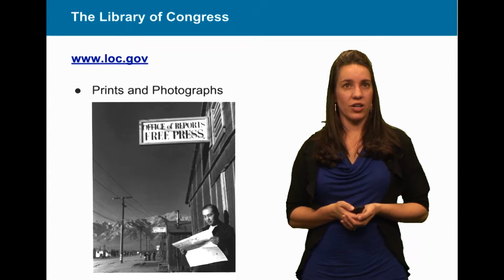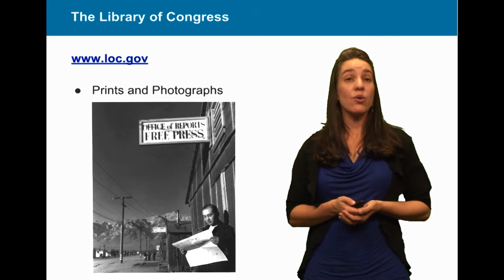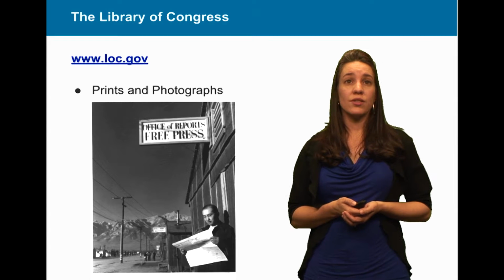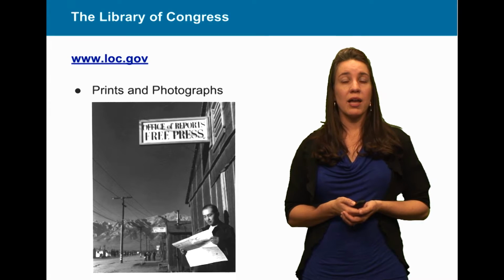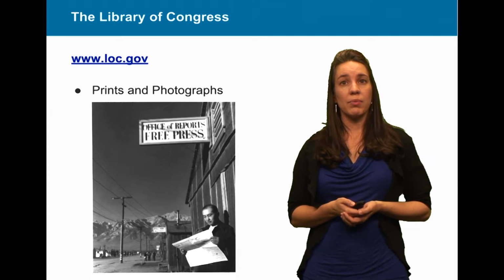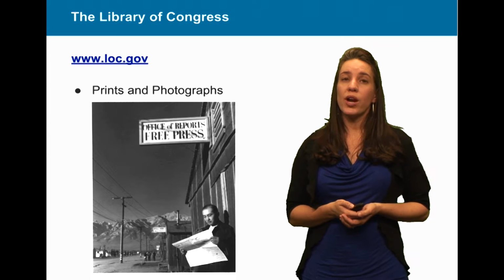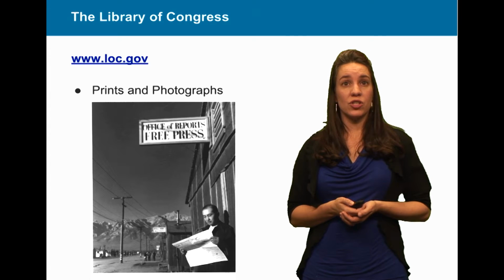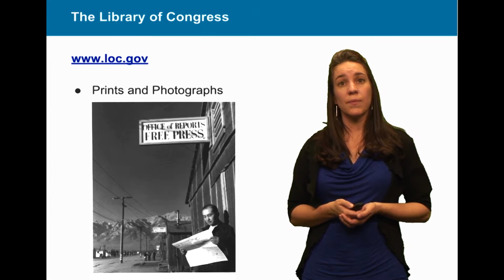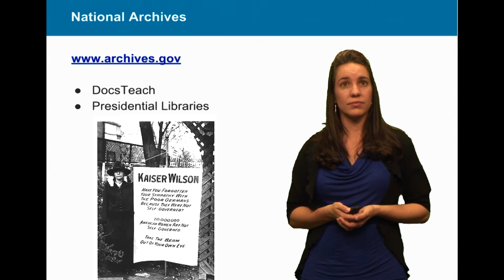First, the Library of Congress at loc.gov. They have a section called Prints and Photographs with thousands of photographs for you to use in your classroom, including this one, which is an image taken by Ansel Adams at Manzanar, a Japanese American internment camp. There's a whole collection of Ansel Adams photographs. There's also a collection of Matthew Brady photographs from the Civil War. And Dorothea Lange's Migrant Mother and other images by Lange are included in an Office of War Information collection from the 30s and 40s. This is a really great place for you to start searching for historical photographs.